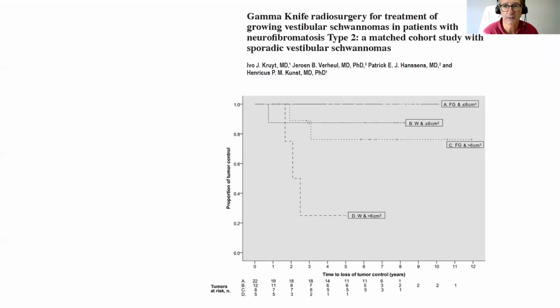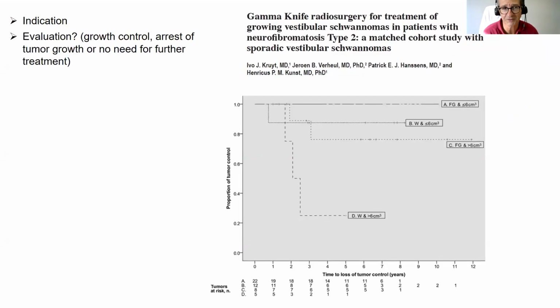Radiosurgery is working, but less efficiently than for the sporadic. Also, it's difficult, like for the surgery. And you see in this slide that it works for the small schwannoma in the older patient, but not for fast-growing schwannoma in younger patient.